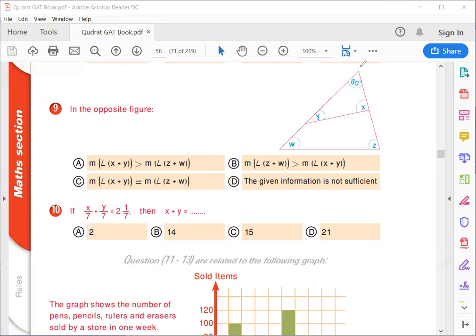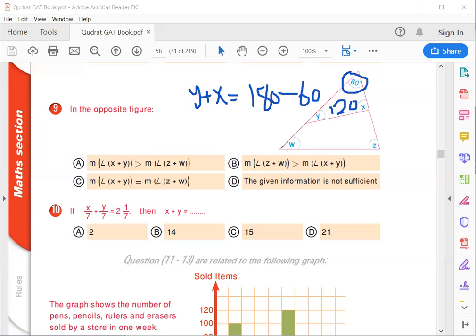Look here, I have here 60, right? For the small triangle, then y plus x equals what? Equals 180 minus 60. So the answer is, when you add it here, 120, right? Two angles are equal to 120.